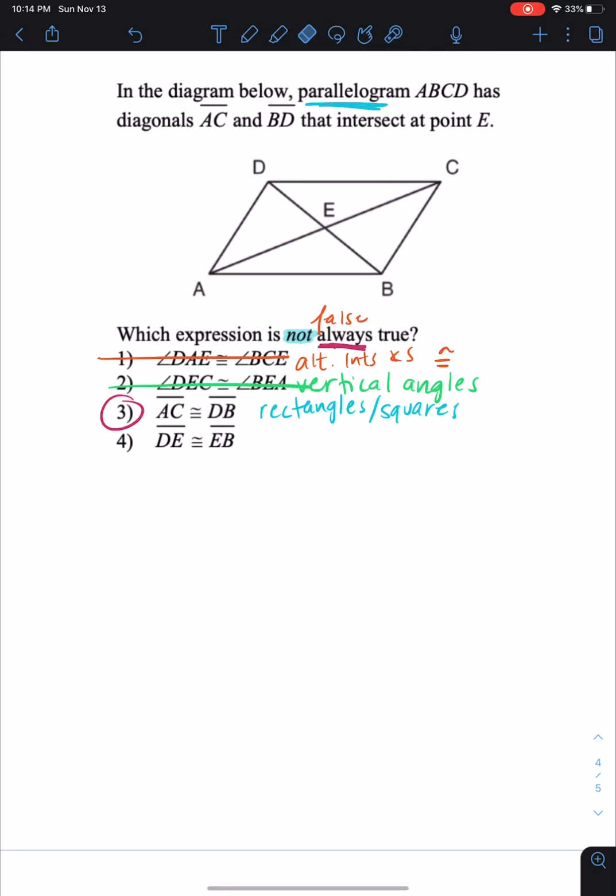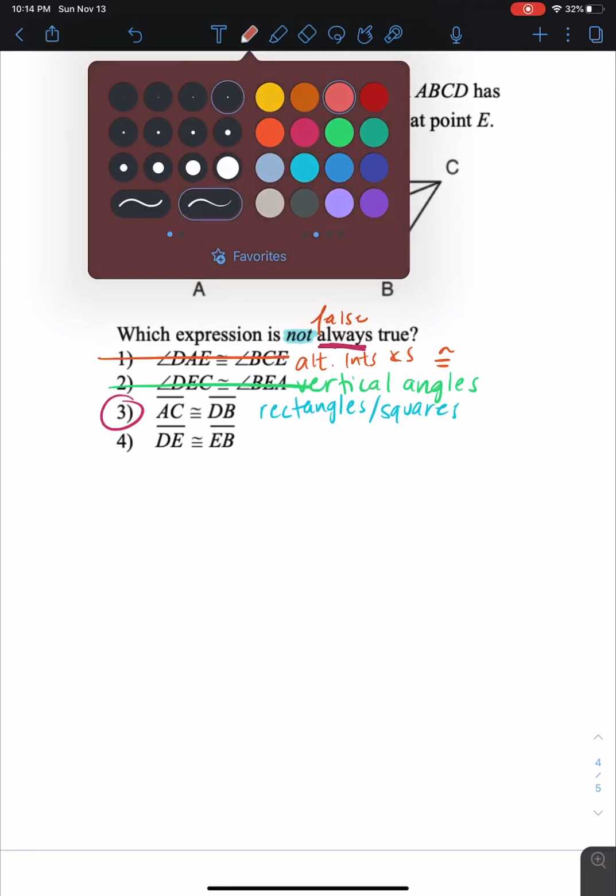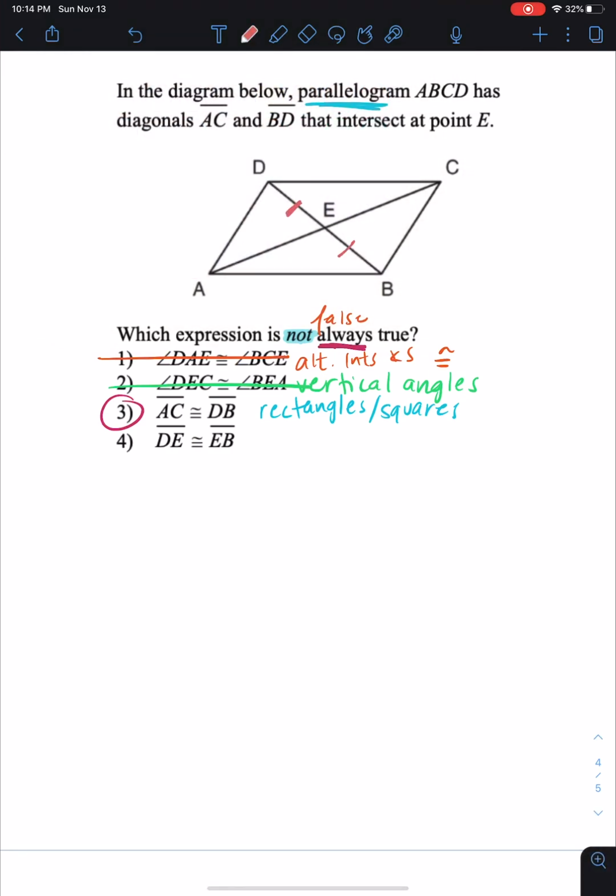Let's look at option 4 just to see. Line segment DE is congruent to line segment EB. And this is going to hold true because this is the concept that diagonals bisect each other. So this is also going to always hold true for parallelograms. Therefore, the correct answer choice is option 3.